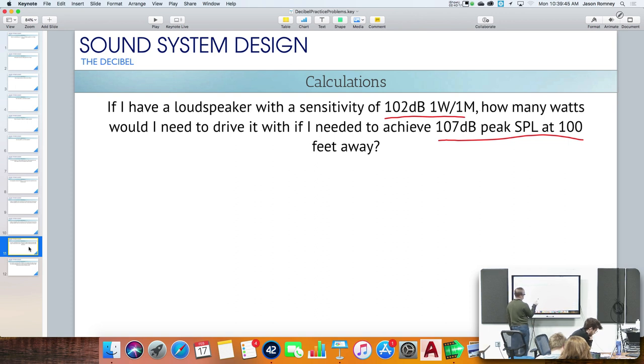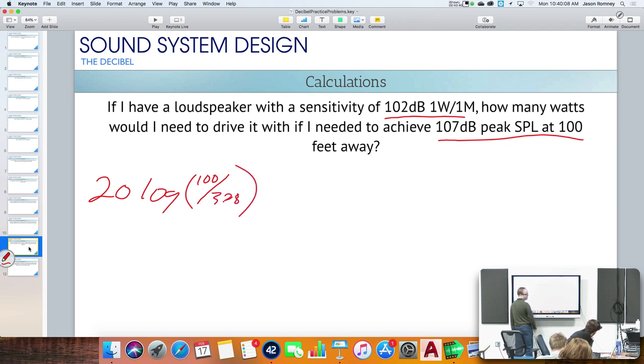I would first figure out the dB loss over distance for 100 feet. So that would be 20 times the log of, in this case, I'm really looking for a positive number, ideally, because I just want to find this number that I can add to 107 dB. So I would do 100 divided by 3.28, because 3.28 is how many feet are in a meter. So what is 20 times the log of 100 divided by 3.28?